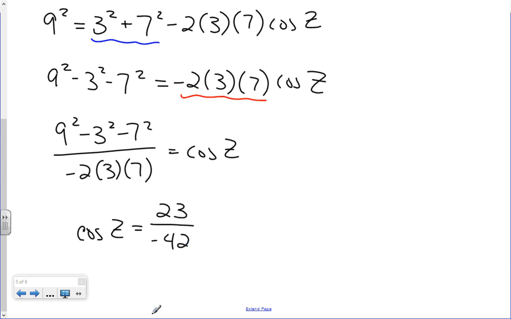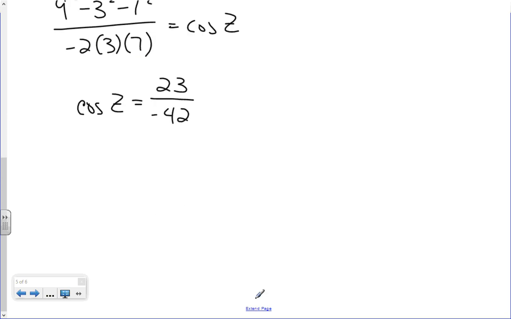All right, so we have the cosine of z is equal to this quantity right here. So we can solve this. We've solved equations just like this many times now. When you go to solve this, remember we use arc cosine to solve these equations. So we have z is equal to the arc cosine, I'm going to put the negative out front, negative 23 over 42.